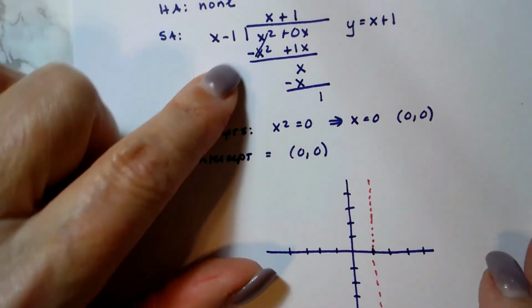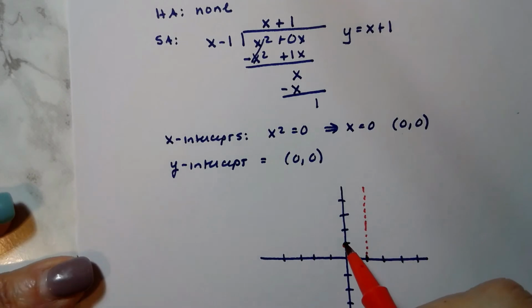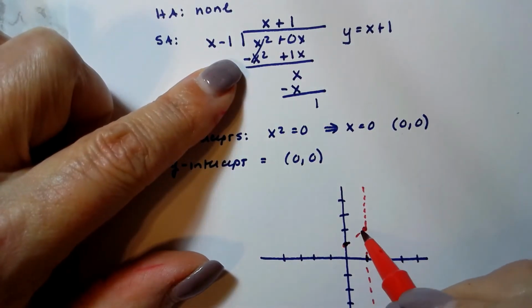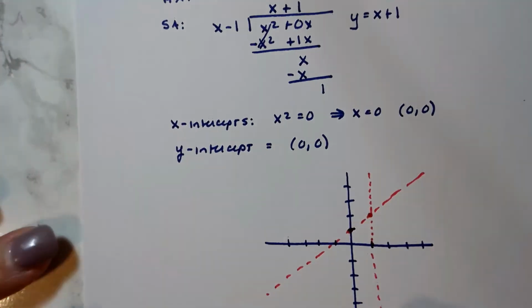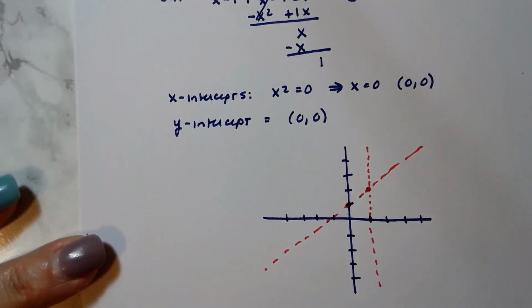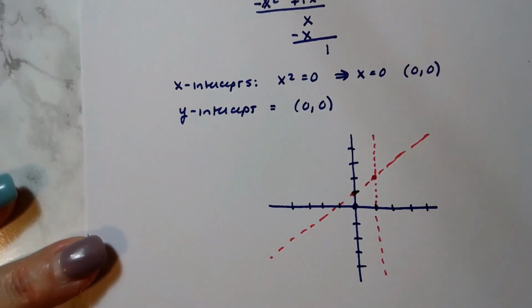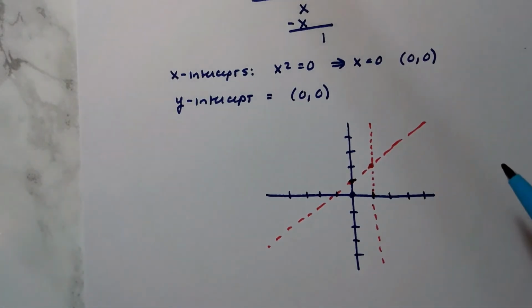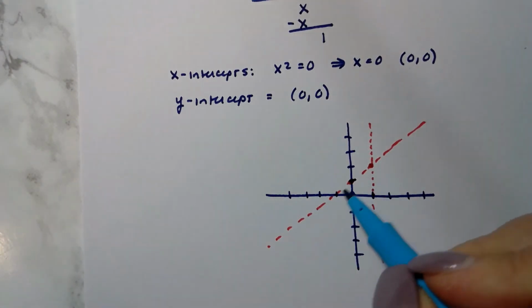And I know I have a slant asymptote at the line y equals x plus 1, so I plot the y-intercept, which is 0, 1. And I go up 1 over 1, so my slant asymptote looks something like this. Okay, I'm also going to plot my x and y-intercept, which is the origin. And now I've got to sketch the curve. And again, I need to go between and beyond. So I need to go beyond the asymptote.